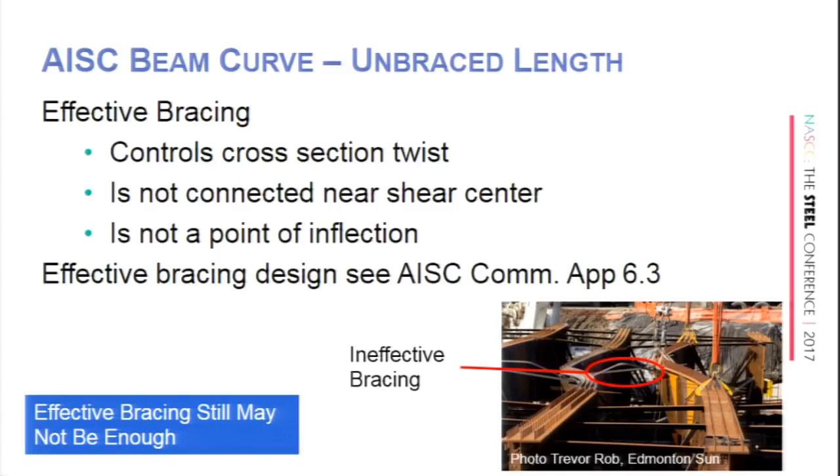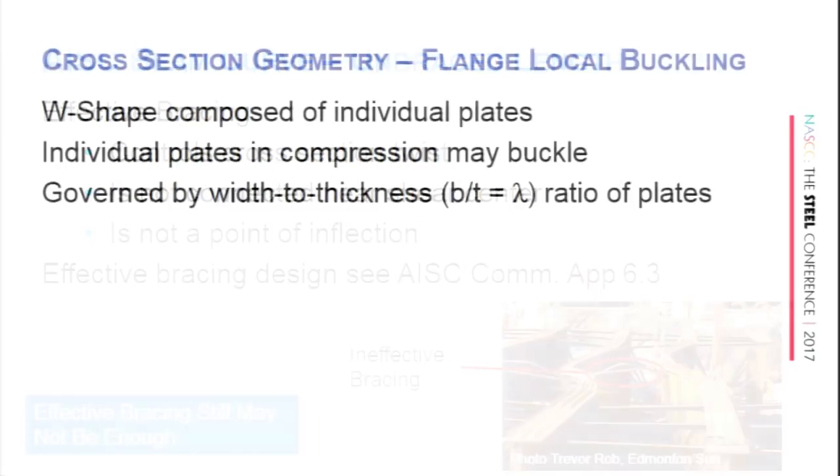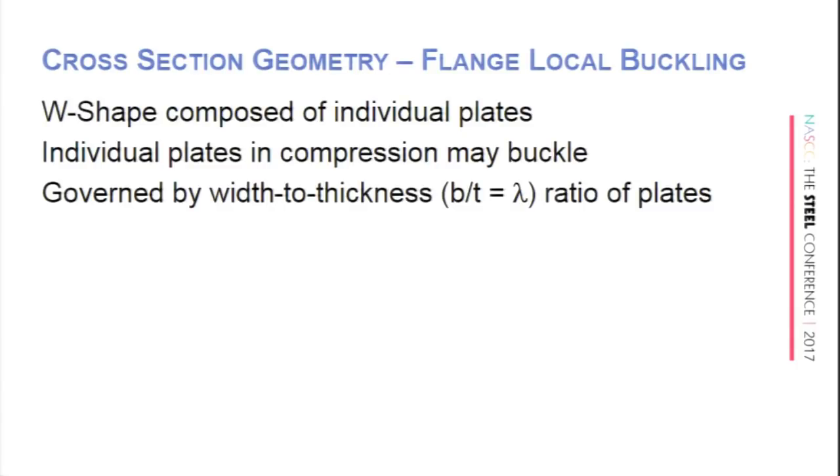All right, but now we've got to go a little bit deeper. Effective bracing still might not be enough to get you into that full plastic range, right? So there's a problem. As we start to bend that girder up, we might actually start to put enough stresses in the flanges themselves to where they'll buckle before the entire cross-section, right?